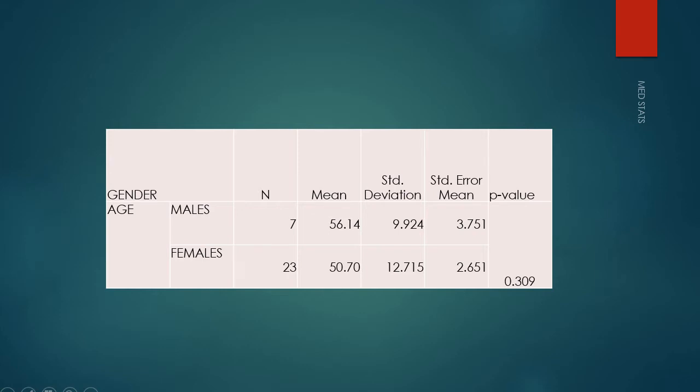As the p-value is greater than 0.05, that means there is no significant difference between the mean age of males and mean age of females. That means both the groups have almost similar age group population. So with this we can finally conclude that the sample that we have taken have mean ages almost equal. That means there is no significant difference in the mean age of males and mean age of females.